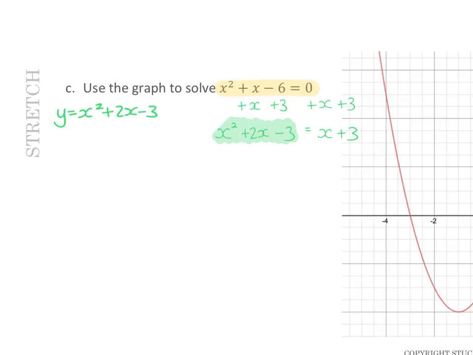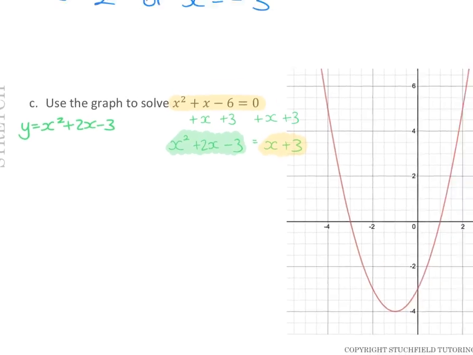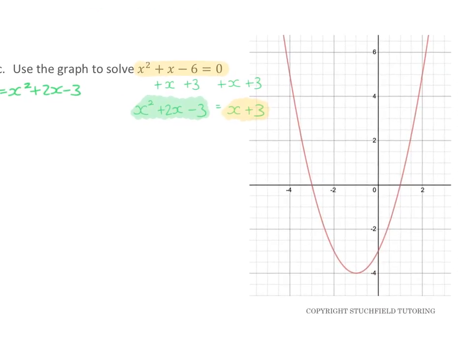Now, interestingly, we've got x plus 3 here. So I'm going to plot that there. So we know it goes through 3. We know it has a gradient of 1. So it goes like this here. Upward sloping graph. And here are my solutions. So x equals 2 or x equals minus 3.